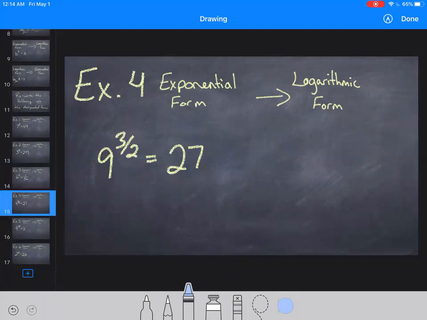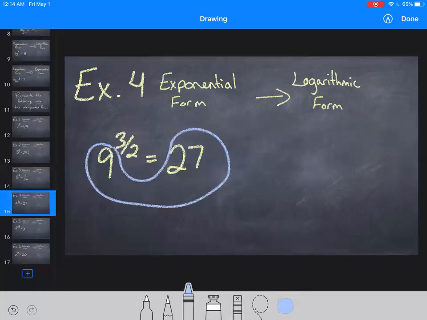If I wanted to go from my exponential form to my logarithmic form, same thing. I'm going to circle my base and I'm going to circle my answer. I rewrite it using log. The first thing I circled becomes the base of my logarithm, and then my answer becomes my argument, and it's always equal to that exponent.